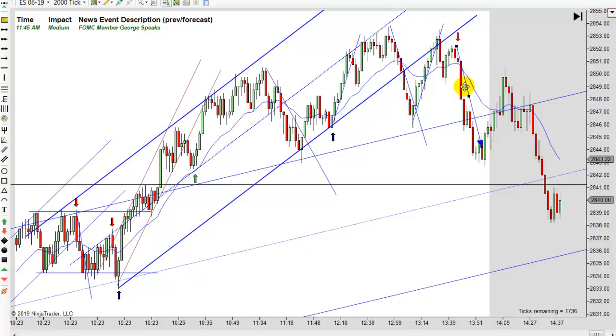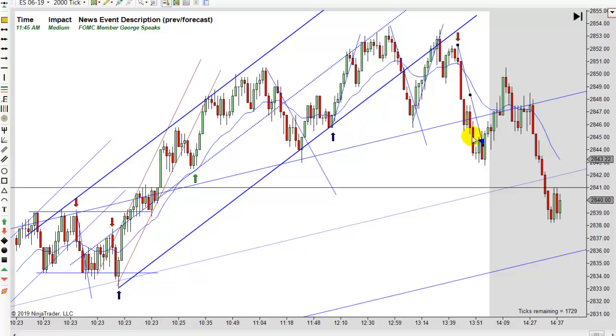So you'd want to measure from here like so, and that would be your first target. If you kept going, your secondary target. But they're so close, if you get close to either one of them, I'm probably going to exit. You can't try to get all of every move. If you get greedy, a lot of times you're going to watch it bounce on you.